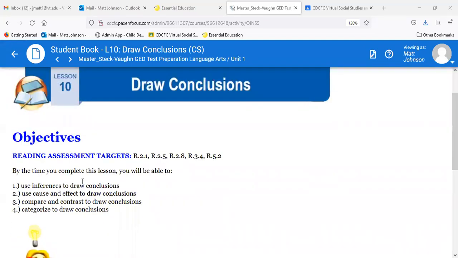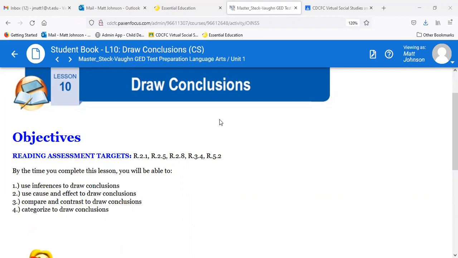So today, when we complete this lesson, we'll be able to use inferences to draw conclusions. That should sound familiar for us. Use cause and effect to draw conclusions, compare and contrast to draw conclusions, and categorize to draw conclusions. So different skill sets that we're combining, right, to then draw conclusions. All these skill sets that we've worked with, we can now add other tools to them to go beyond just those simpler tools to draw conclusions now.